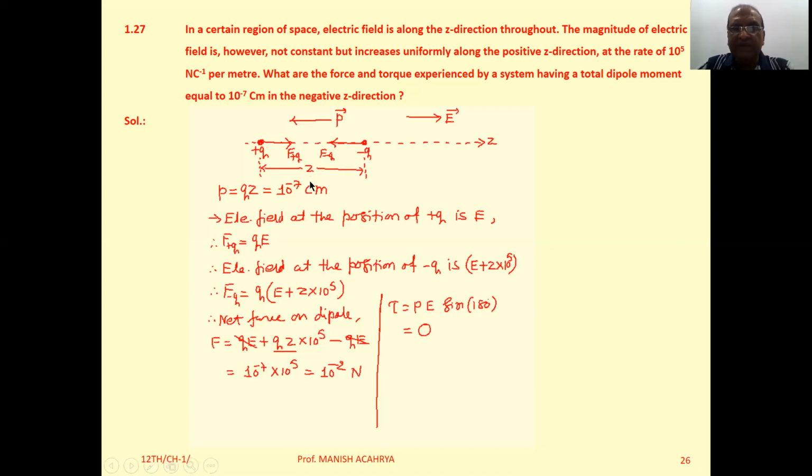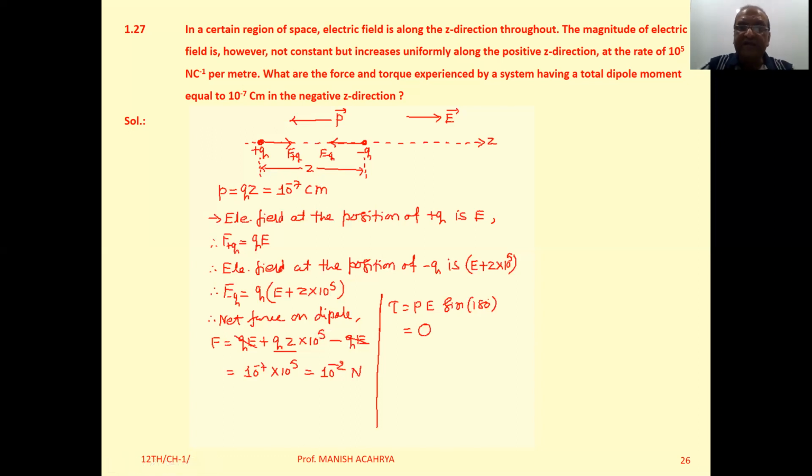So first of all, if we consider the electric field at the position of plus Q as E, then we first have to consider the electric field at the position of minus Q. Here it is given that per meter the field increases by 10 raised to 5 Newton per Coulomb. So if it increases by 10 raised to 5 per meter, then how much increase is there per Z meter? Because the distance between plus Q and minus Q is Z.